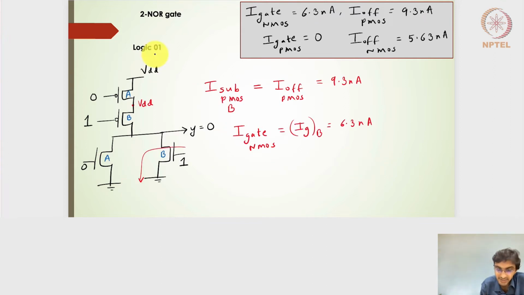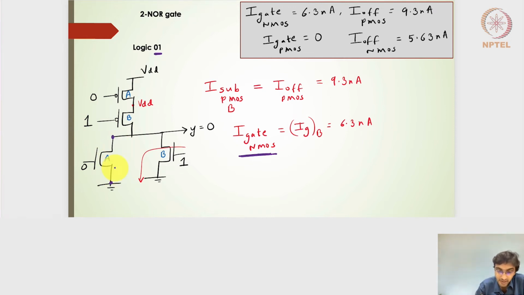Moving ahead, logic of 0, 1. So if I have a 0 and 1 and 0 and 1 here, on the pull down side, I will exactly have the same things as on the previous slide. So the gate leakage current on the NMOS side is now coming from the B transistor. The subthreshold leakage current for the A transistor is anyway 0, because on both sides of the diffusions, it's the same potential. So the potential VDS for the transistor A is 0, and hence the subthreshold current will be 0.